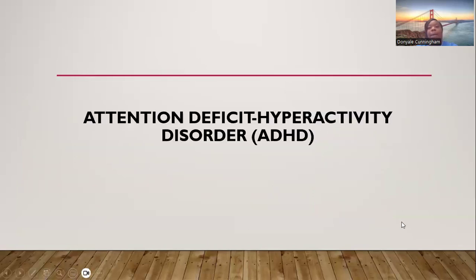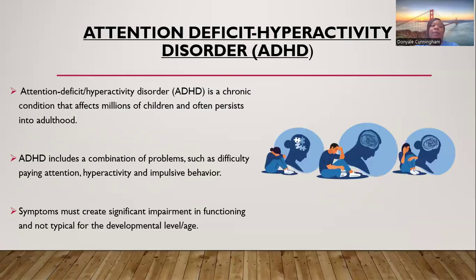And so our next disorder or category that we're going to discuss is ADHD, attention deficit hyperactivity disorder. And so attention deficit hyperactivity disorder, ADHD, is a chronic condition that affects millions of children and often persists in adulthood. It includes a combination such as difficulty paying attention, hyperactivity, and impulsive behavior. And so symptoms must create significant impairment in functioning and not be typical for the developmental level or age. And so ADHD will go into adulthood in about 10 to 60% of childhood cases and is present in approximately 4.5% of adults.